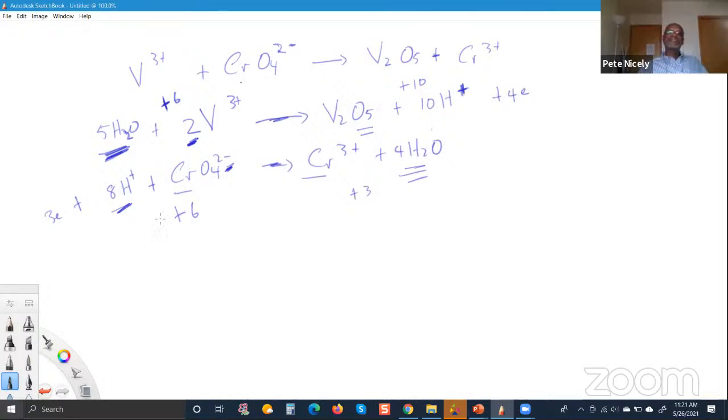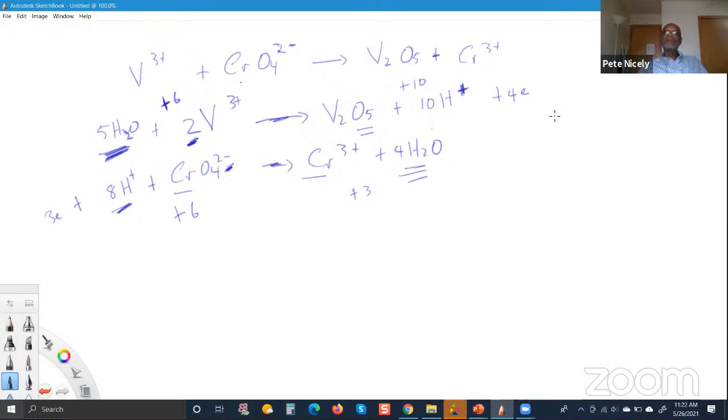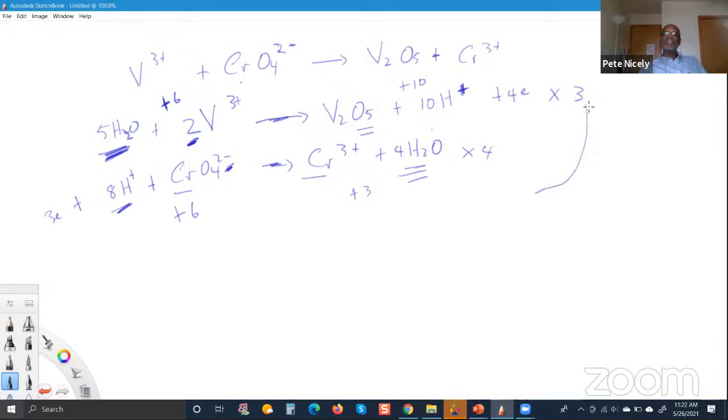What do we do next? You remember what I said about the number of electrons lost and gained? Multiply the equations to make them the same. Exactly. So what would you multiply this by? 3. And what would you multiply this by? 4. Exactly. So when you multiply this one by 3, remember now you have to multiply everything in that line.